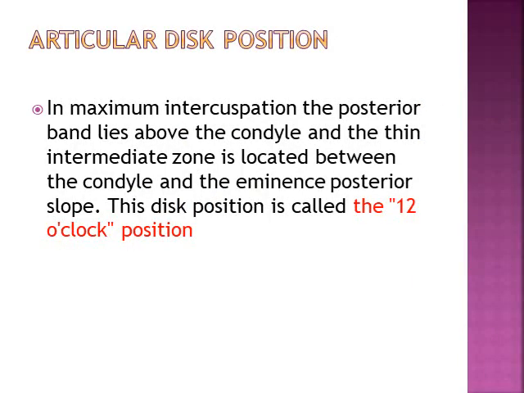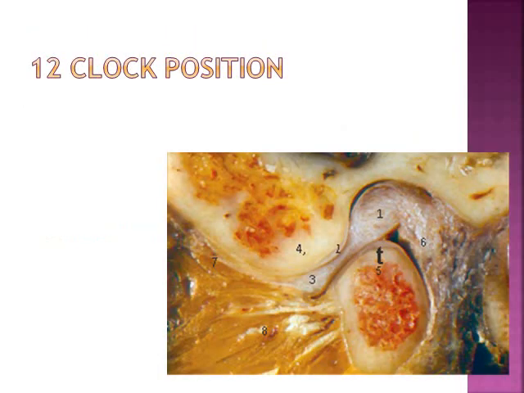Articular disc position in maximum intercuspation: the posterior band of the disc lies above the condyle, and the intermediate zone is located between the condyle and the eminence posterior slope. This position is called the 12 o'clock position. The posterior band is above the condylar vertex, and the thinnest part is between the condyle and the posterior slope of the eminence.